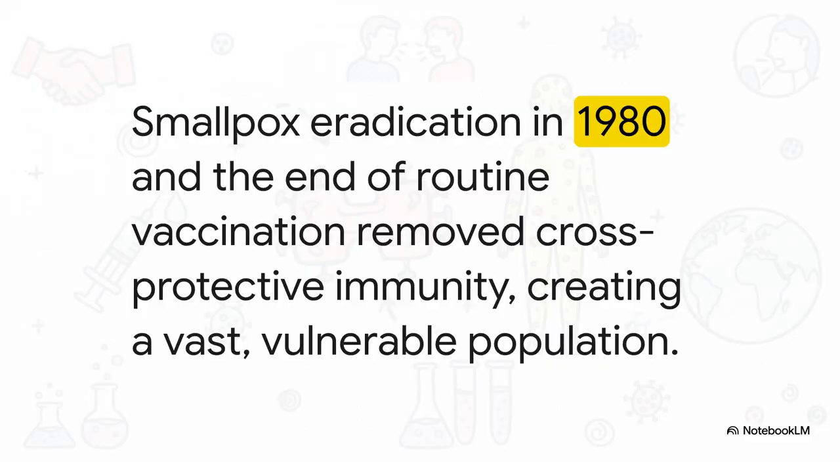Now, this next point is such a critical piece of the puzzle, and a fantastic example of the unintended consequences of a massive public health victory. When we eradicated smallpox in 1980, the world stopped routine vaccination. And while that was a monumental achievement, it also meant that the cross-protective immunity that vaccine gave us against other orthopox viruses, including Mpox, well, it started to fade away.